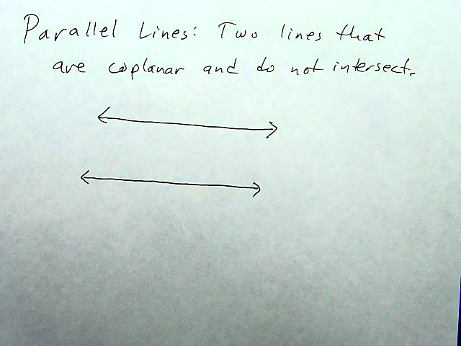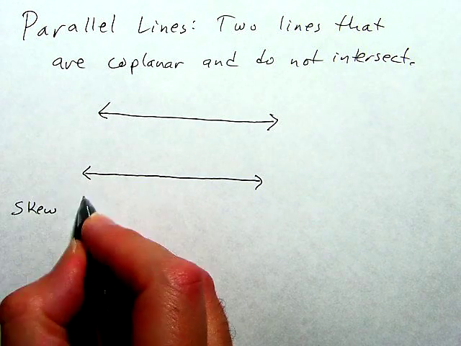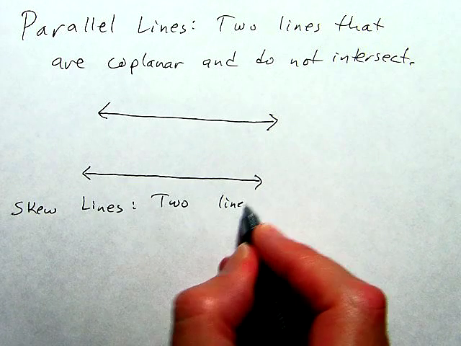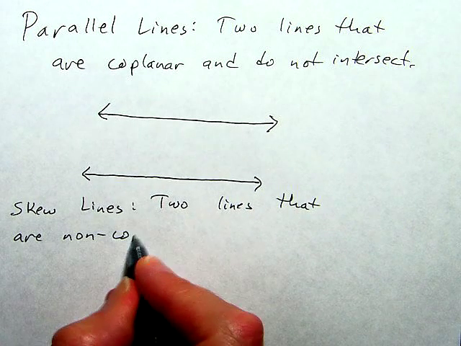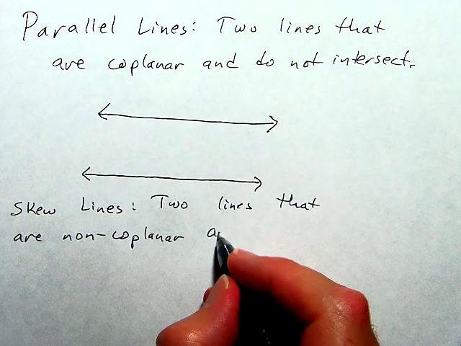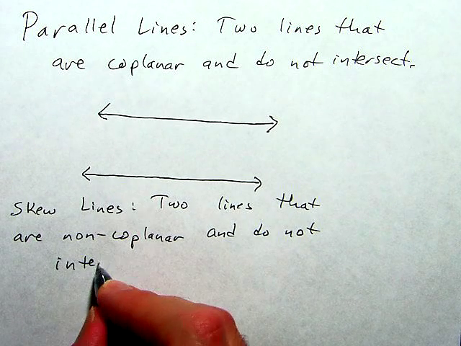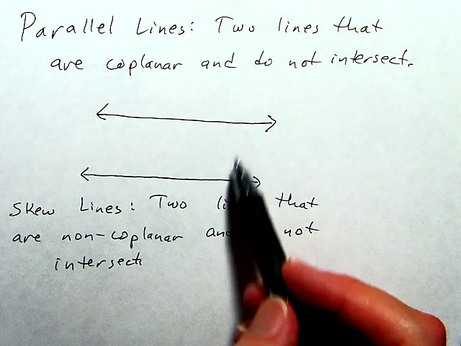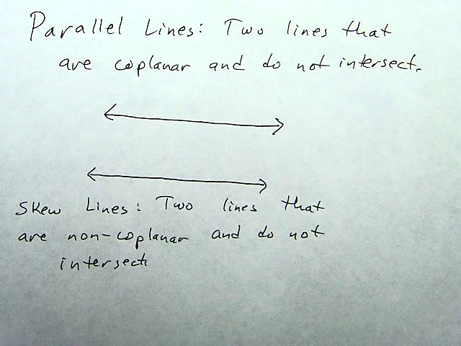Compare this definition to that of skew lines, which we talked about in class. Skew lines are two lines that are non-coplanar and do not intersect. So we already talked about skew lines. These lines would not be skew lines. They would be parallel lines because they are in the same plane. In the next video, I'm going to be demonstrating a construction.